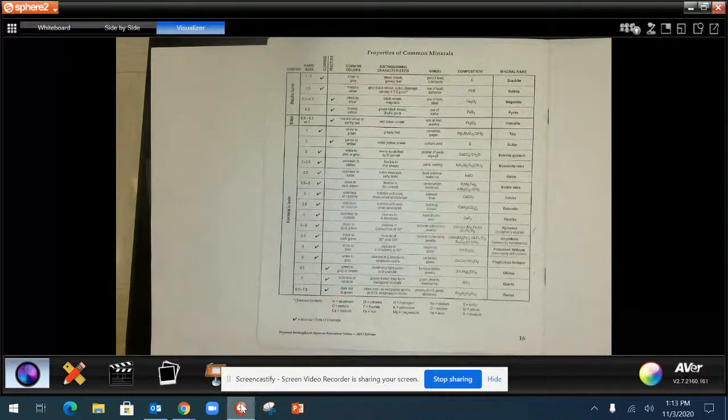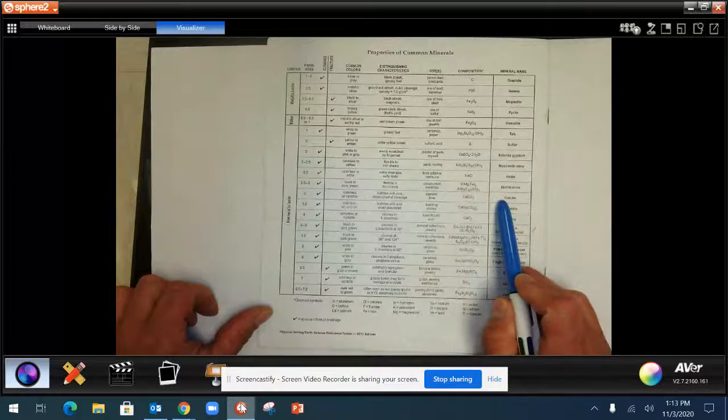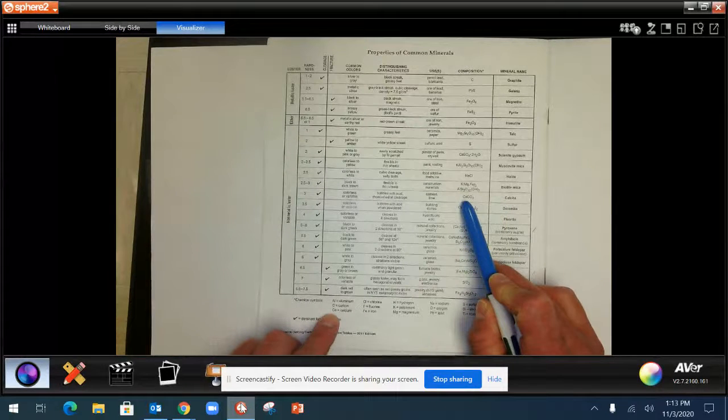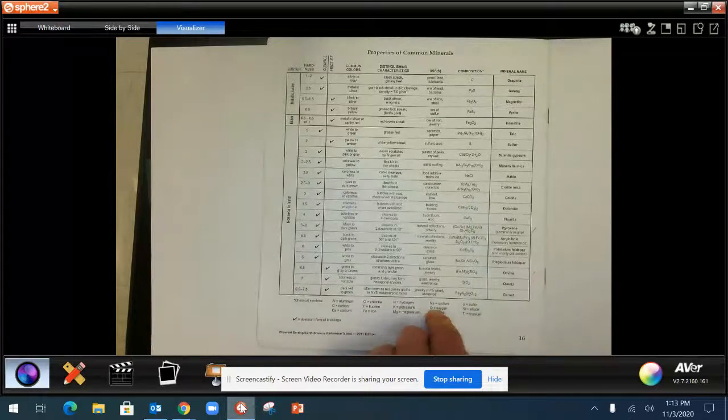Composition tells us what elements the minerals are made out of, and these are the chemical compositions or equations. We have a little abbreviated periodic table down here, or at least lets us know what each one means. So if I look at calcite, CaCO3, the Ca stands for calcium, the C stands for carbon, and the O stands for oxygen, and there's 3 of those.